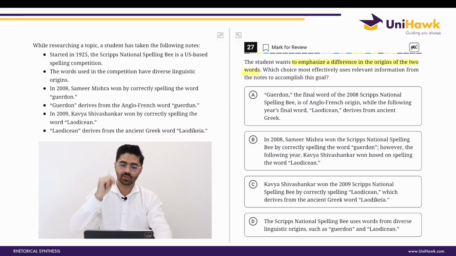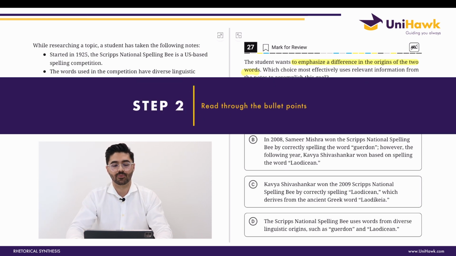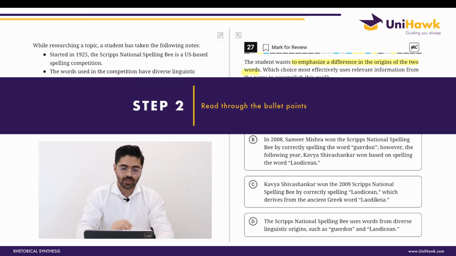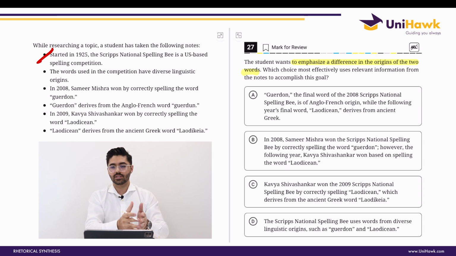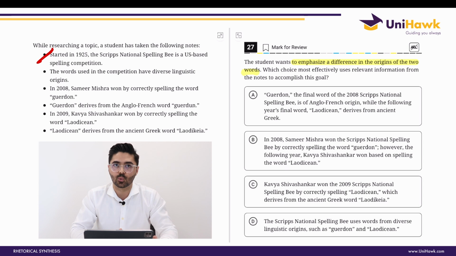That leads me to step number 2, read through the bullet points. The first one is, started in 1925, the Scripps National Spelling Bee is a US-based spelling competition. That's not relevant, right? It does not emphasize a difference in the origins of the two words, nor does it even give you any two words. Next, the words used in the competition have diverse linguistic origins. Again, not any two specific words.